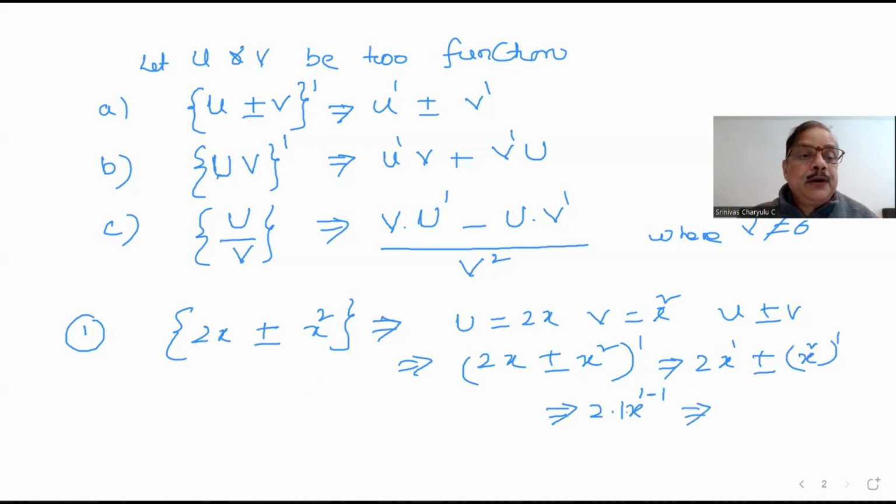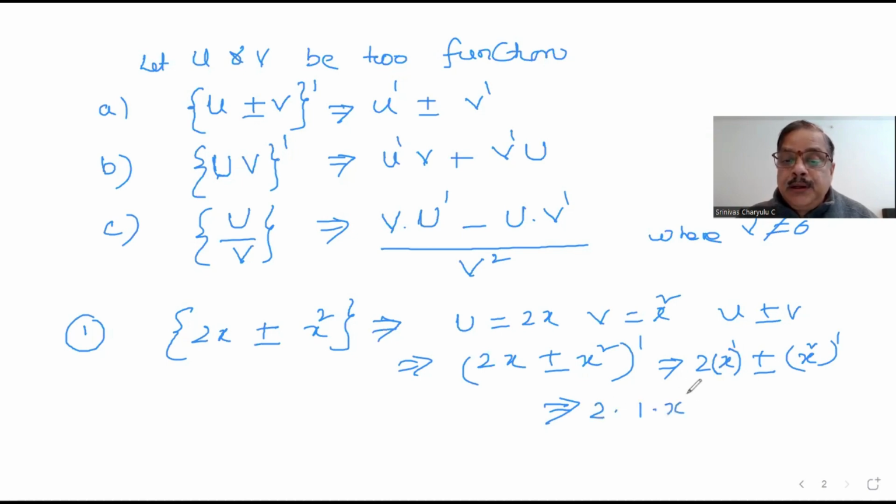We will apply the power rule that we learned. So (2x)' — I'll put it in brackets so that you will not get confused. Now, differentiation of 2x whole dash: 2 as it is, x power is 1.